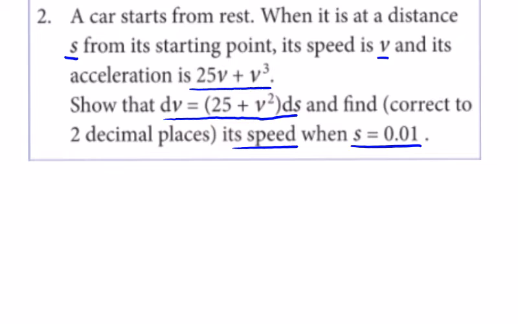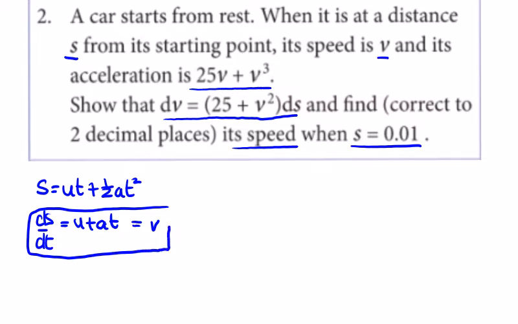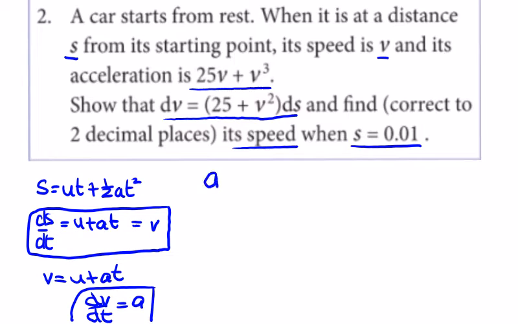We're dealing with dv/ds. Where does this come from? s is equal to ut plus a half at squared, so ds/dt is equal to u plus at, which is my v. That's one part of where this comes from. We also know that if v is equal to u plus at, then dv/dt is equal to a. So we have a v, we have an a, and we can say that a is equal to dv/dt.